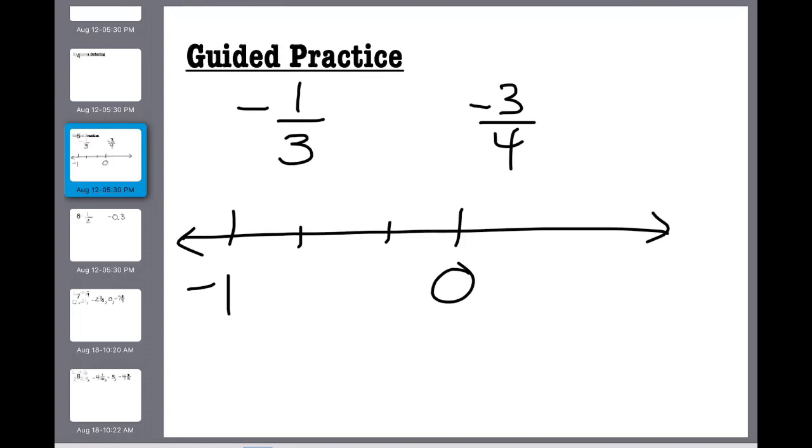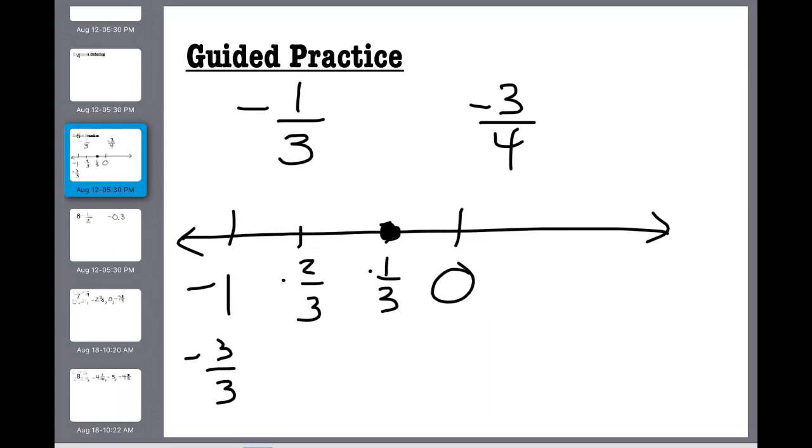Remember, when you're drawing thirds, you only draw 2 lines to get 3 sections. When you're drawing fourths, you draw 3 lines to get 4 sections. So this would be -1/3, and this would be -2/3, and then 1 whole would be -3/3. So right here, I would have -1/3.